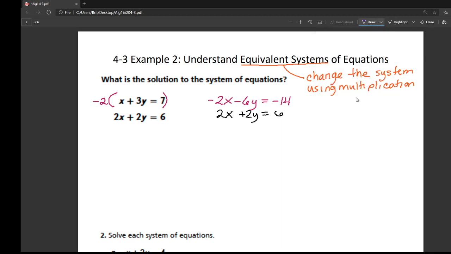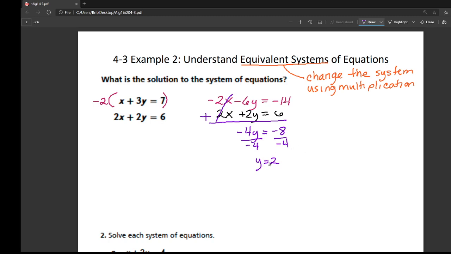So now that we've done that, we have our situation all set up so that we can add the two equations together and get our single variable. So when I add, the x's now eliminate each other. So -6y plus 2y is -4y. And -14 plus 6 is -8. So if I divide that -4 out, I get that y is equal to 2.